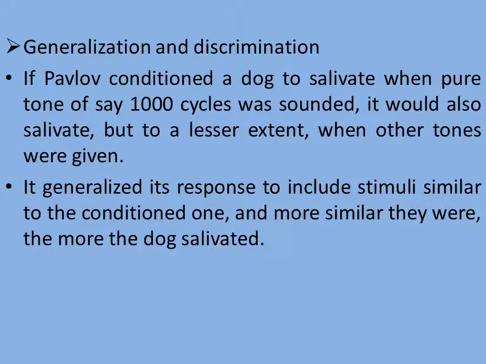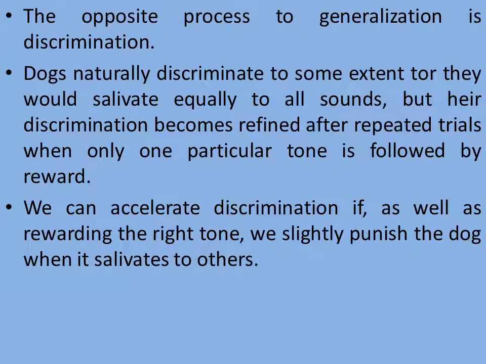It generalized its response to include stimuli similar to the conditioned one, and the more similar they were, the more the dog salivated. So the closer the sound is, the more similar the sound is, the salivation would increase. The opposite process to generalization is discrimination. Discrimination is to differentiate between the two sounds. Dogs naturally discriminate to some extent, otherwise they would have salivated equally to all sounds. But their discrimination becomes refined after repeated trials when only one particular tone is followed by reward.